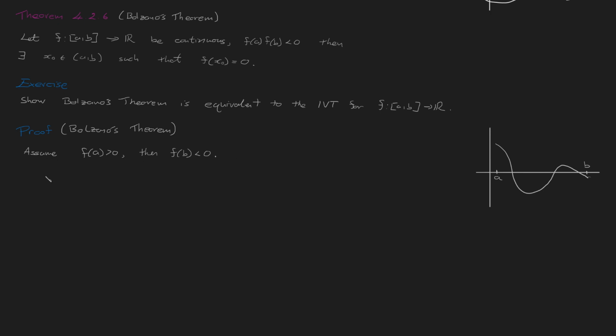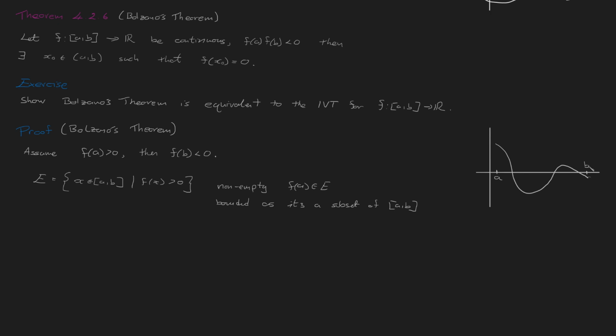Now, in order to do that, we're going to define a set. We know that f of a is positive, and we're going to define E to be the set of all elements in the interval such that f of x is positive. So we know that this is non-empty because a is an element of E, and we know that it's bounded as it's a subset of the bounded interval AB.